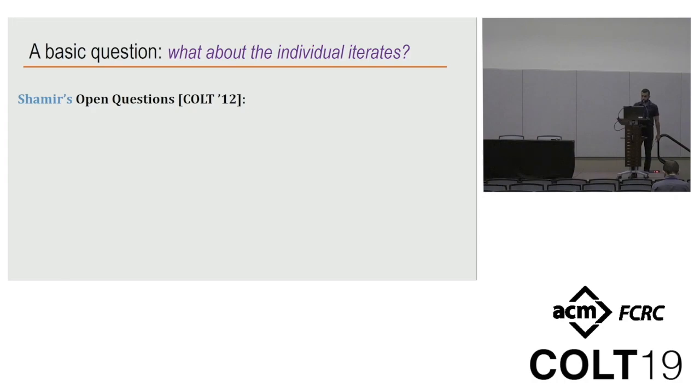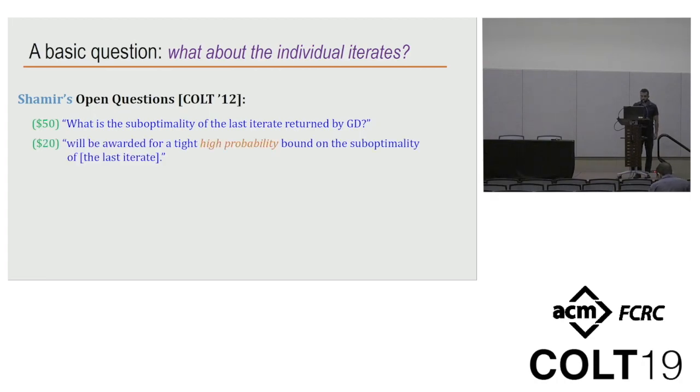This doesn't preclude the individual iterates themselves from converging in function value to the true minimum of the function. This question was posed as an open question in COLT 2012 by Shamir, where he asked, what is the suboptimality of the last iterate returned by gradient descent? And he also posed a high probability version of the same question.